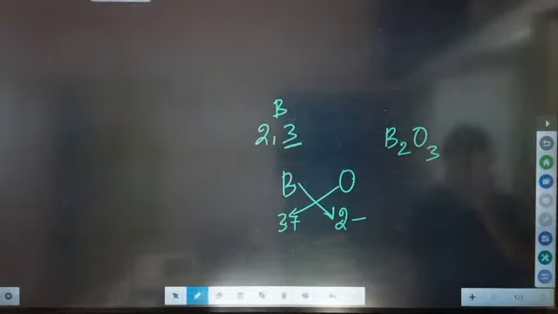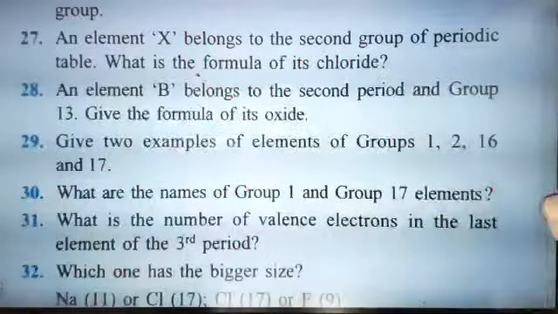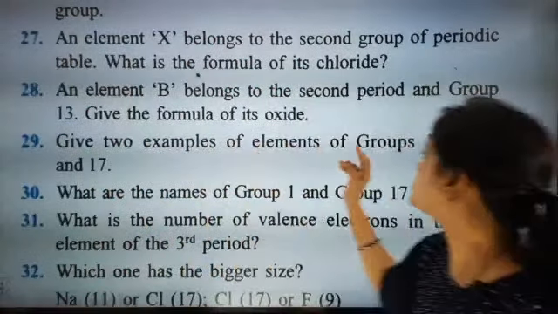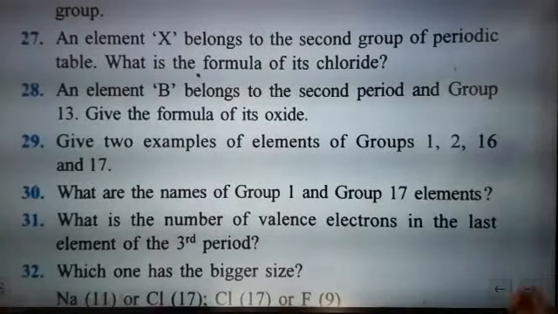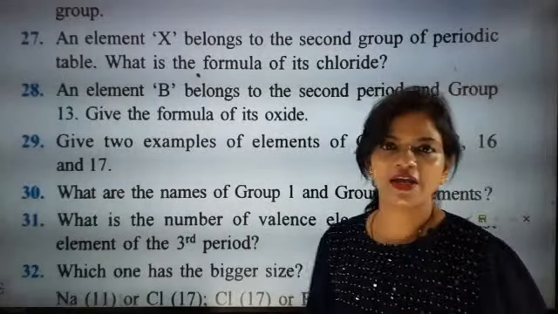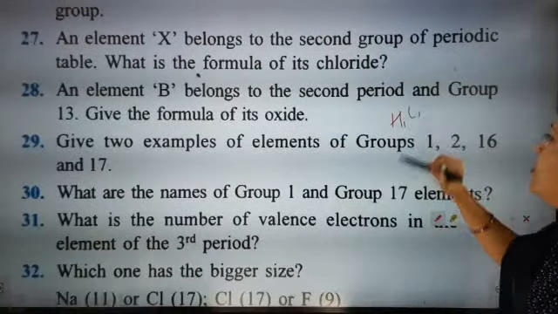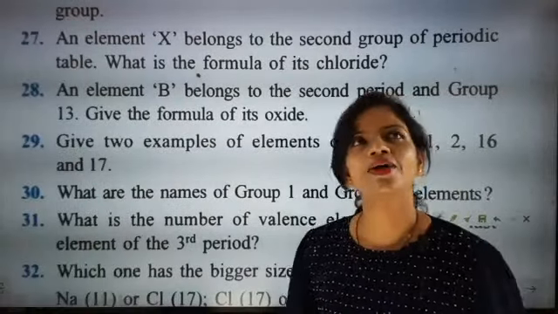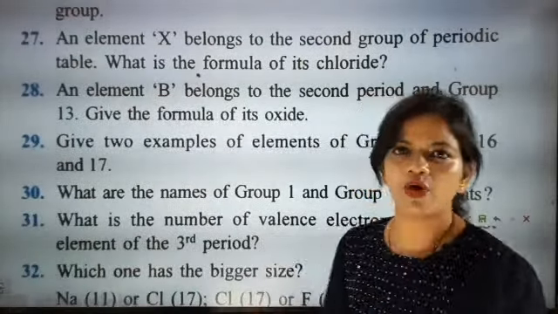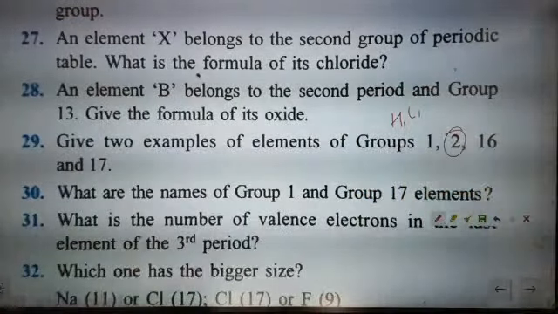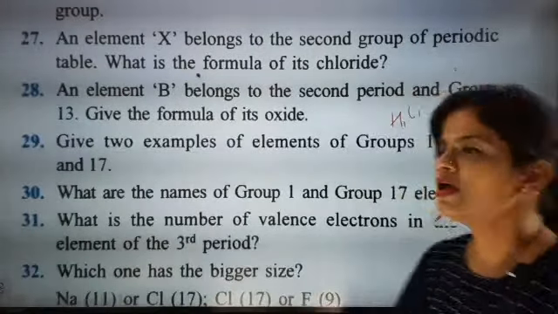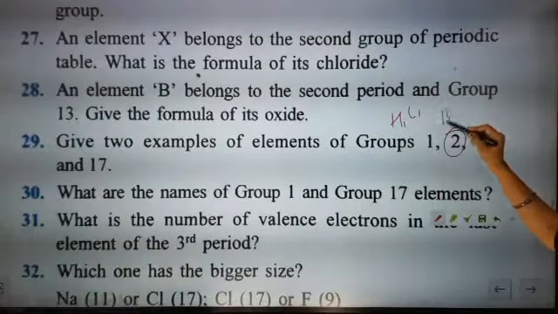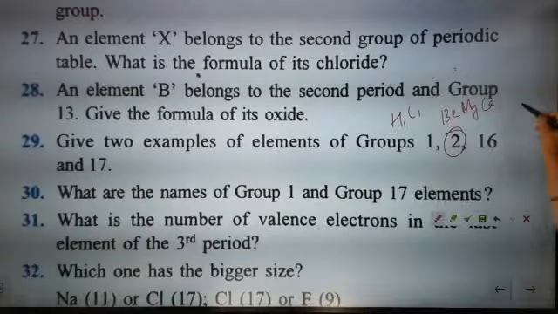Absolutely, Tanishka understood. Now I have to go back to the question. The question is: give 2 examples of group 1. Group 1, we know that is hydrogen, lithium, sodium, potassium, all they are there. Now group 2: beryllium, magnesium, calcium, all this.